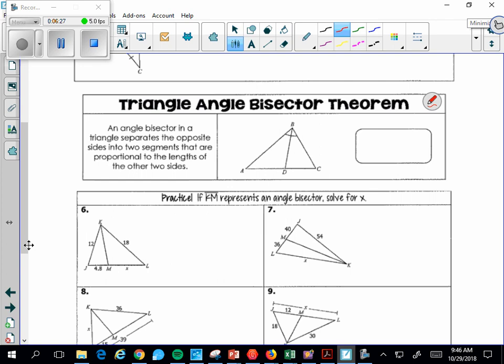What it means is, if I'm looking at one triangle in this case, and I've got an angle bisector, in this case it's BD, then the ratio of AD to DC, or the two segments that that angle bisector is breaking it into, is equal to the ratio between those two corresponding sides.